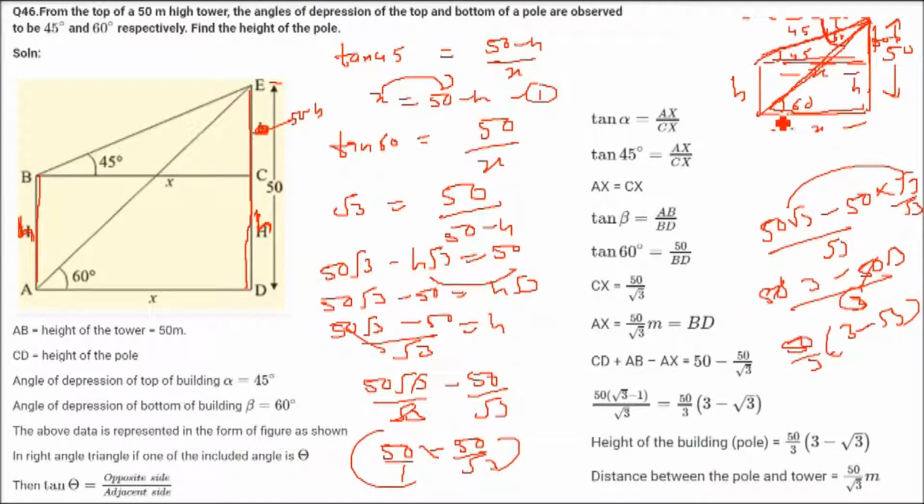And if you want to find out the distance between this also, it will be 50 minus h. You can just subtract this whole from 50, and you will get x also, which will eventually come as 50 by root 3.